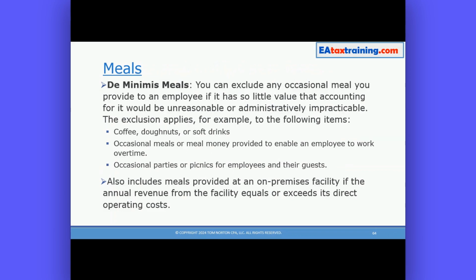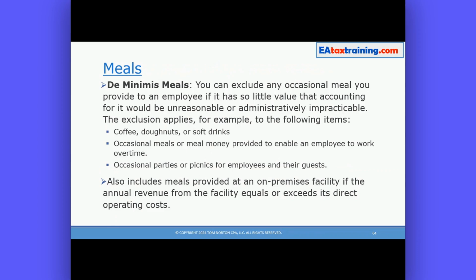De minimis meals, again, small meals. So you can exclude any occasional meal you provide to an employee if it has so little value that accounting for it would be unreasonable or administratively impracticable. So this exclusion applies to, for example, the following types of items: coffee, donuts, bagels, soft drinks that you provide for employees. You can deduct those, don't have to include them in the employee's income.